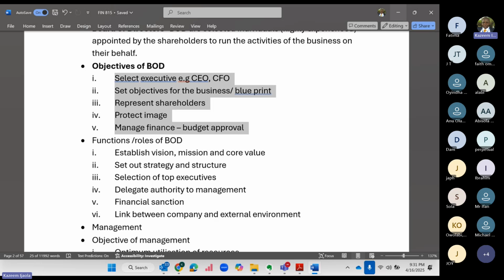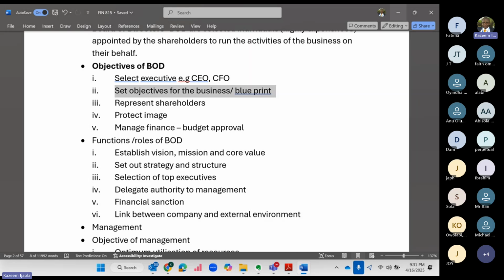All right. So these are the objectives of directors. Just know these five objectives. Number one is that they select executives, they nominate executives like CEO, CFO. Number two is that they set objectives for the business, the blueprint, what the business wants to achieve. Then the third one is that they represent shareholders. They act as a representative of the shareholders.